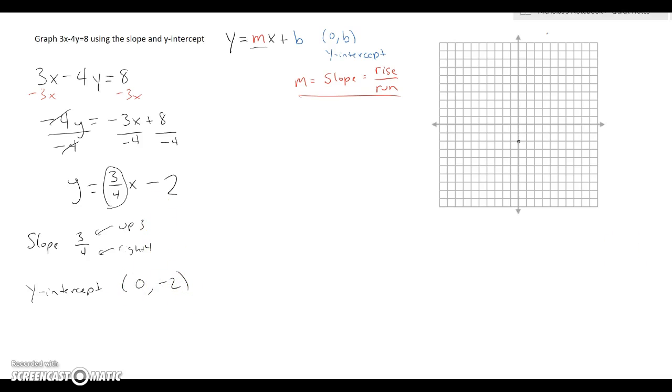So again, we plot that y-intercept 0, -2 here, and then our slope says we go up 1, 2, 3, and then right 1, 2, 3, 4, and there's our point. Again, up 1, 2, 3, right 1, 2, 3, 4, and then we connect our dots using a ruler if you can, and there's our equation, or there's our graph.